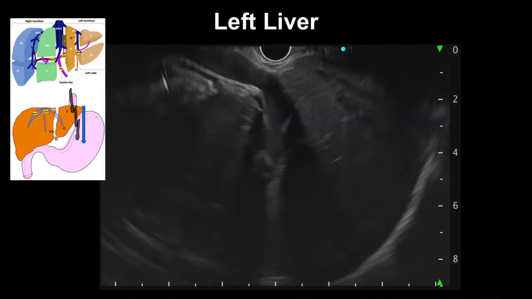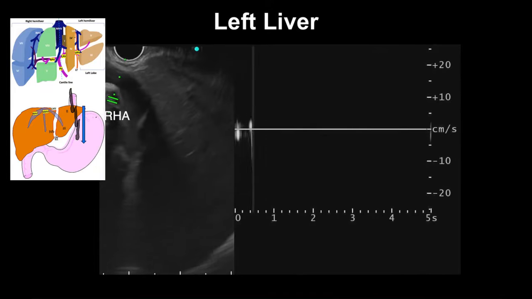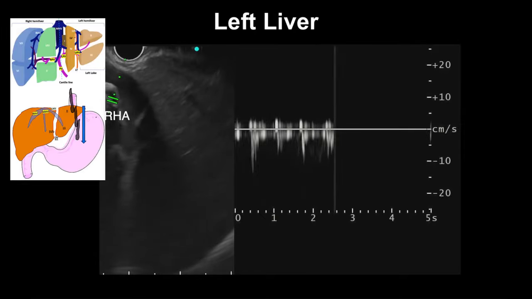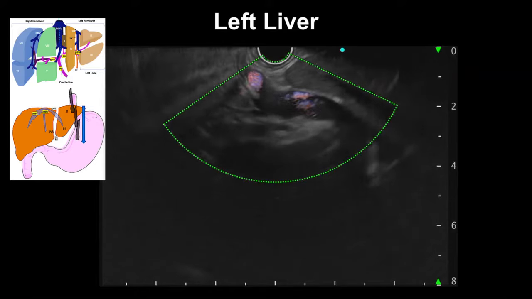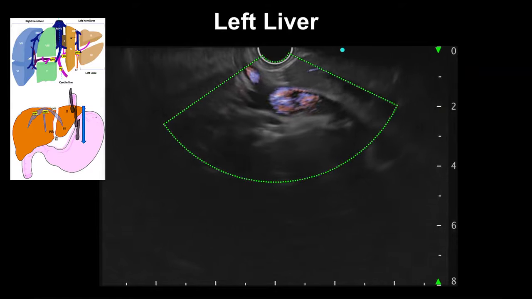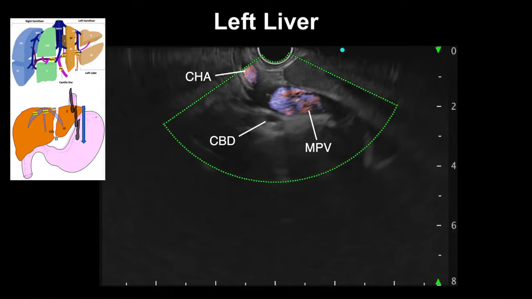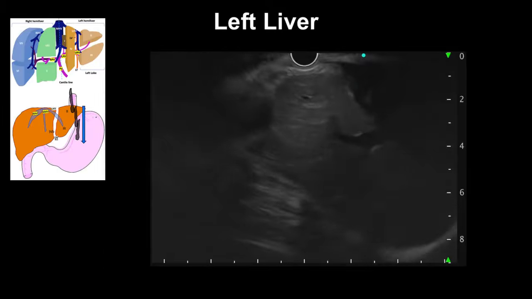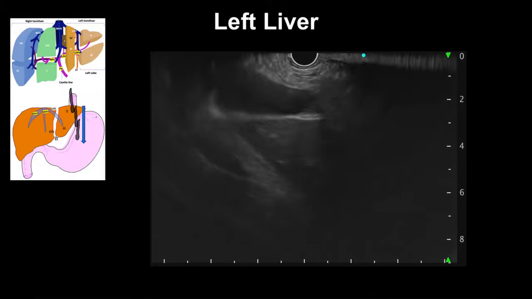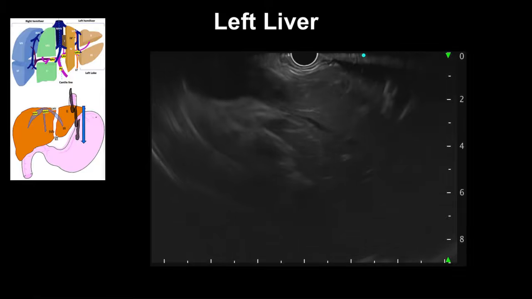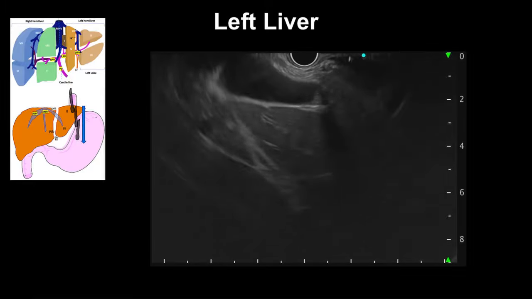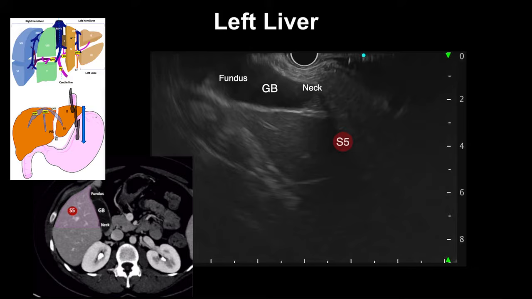The right hepatic artery can be seen running close to the right portal vein as confirmed by Doppler arterial flow. Slightly pushing the scope down, keeping the main portal vein in view, the liver hilum can be imaged with the common hepatic artery closer to the transducer and the common bile duct in the lower part of the screen below the main portal vein. If we push the scope further, the gallbladder can be imaged together with the adjacent segment 5 below.